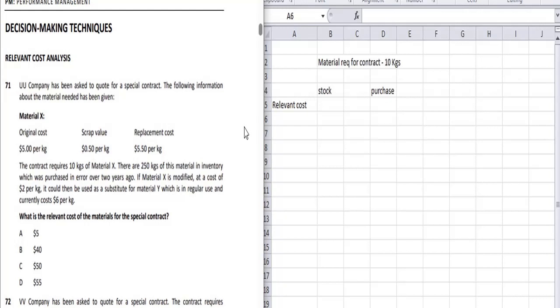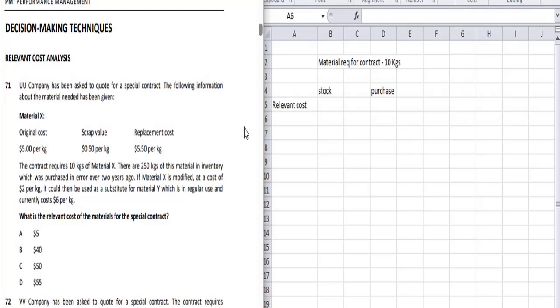Your company has been asked to quote a special contract, and the following information about the materials needed has been given: material X, original cost, scrap value, replacement cost. The contract requires 10 kg of material X, and there are 250 kg of this material in the inventory which was purchased over 2 years ago. If material X is modified at a cost of 2 per kg, it could then be used as a substitute for material Y, which is in regular use and currently costs 6 per kg.